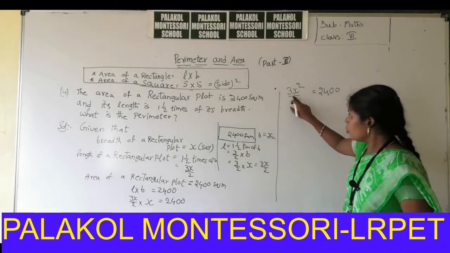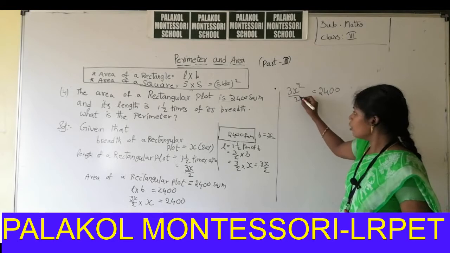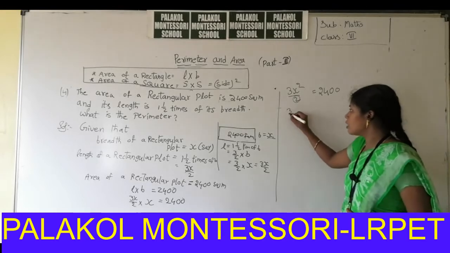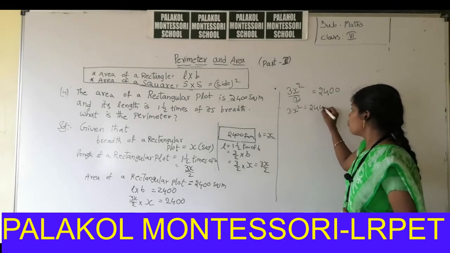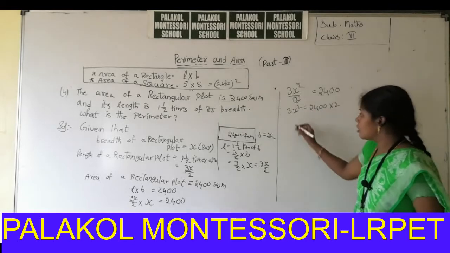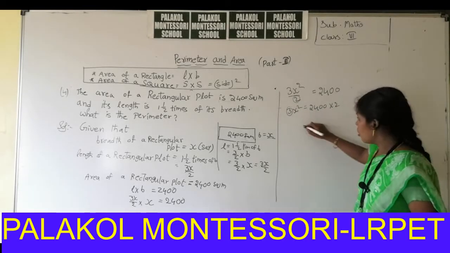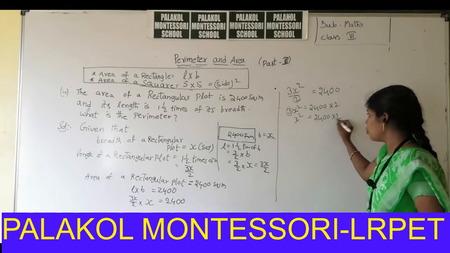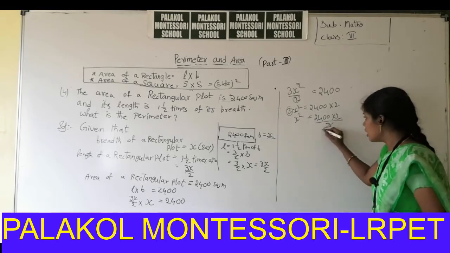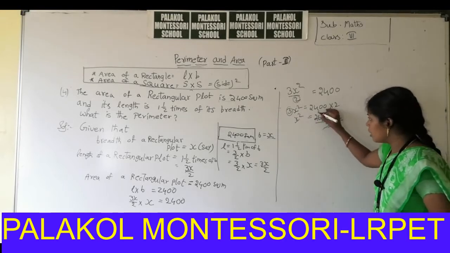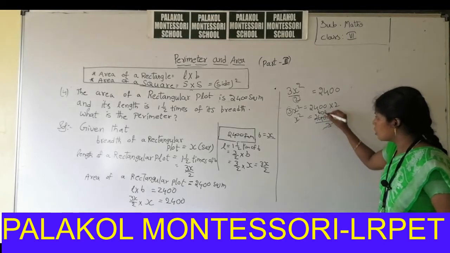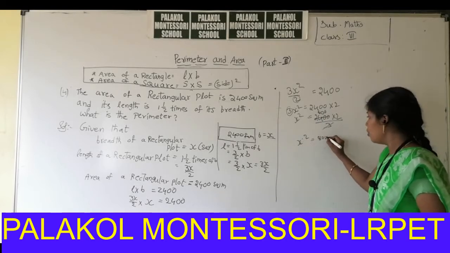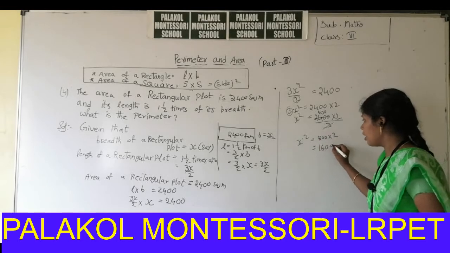The 2 on this side is divided, so it comes to the other side and we multiply it. So 3x square is equal to 2400 into 2. Next, this 3 is multiplied, so it comes to the other side as division. So x square is equal to 2400 into 2 divided by 3. 3 cancels, 8 times. 3 8s are 24. How many zeros are there? 2 zeros. So x square is equal to 800 into 2, that is 1600.